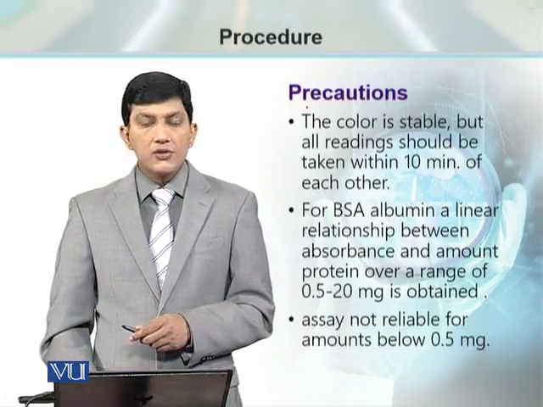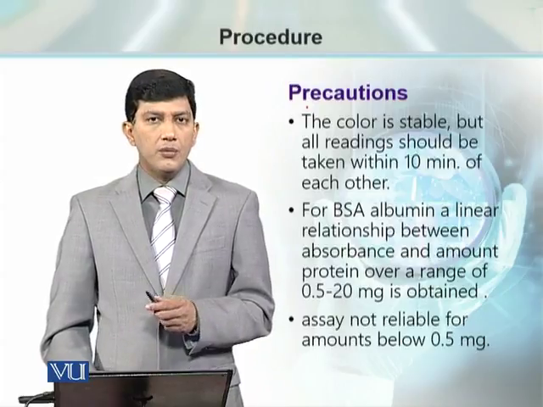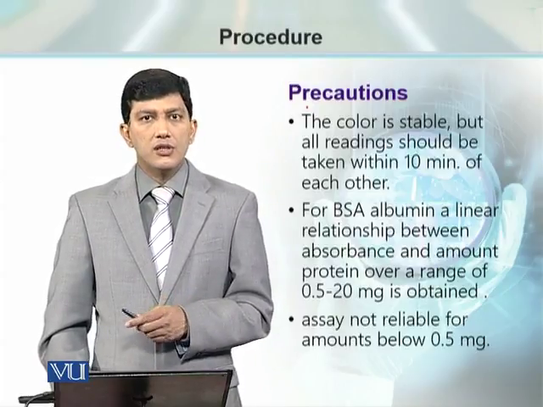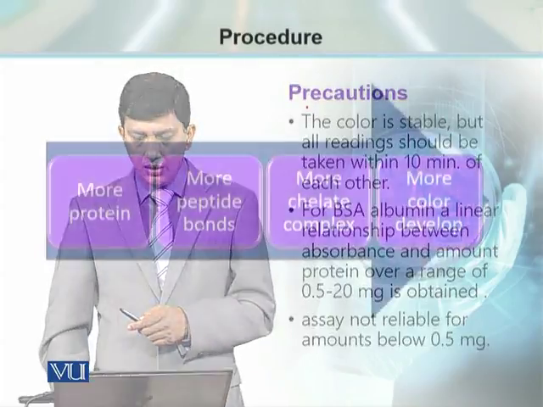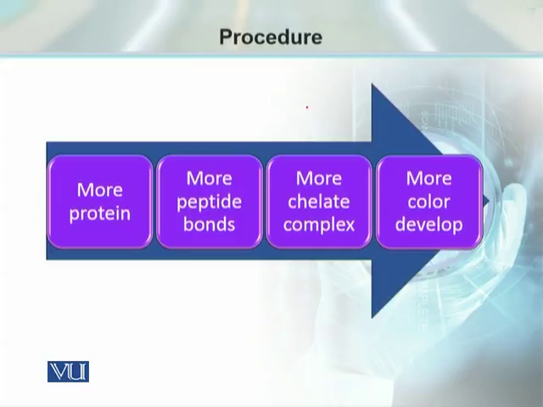This assay is not reliable for any sample which has a concentration of less than 0.5 milligram per milliliter. So overall, if we look at this complete assay, the more protein there is, the more peptide bonds are present, the more copper is going to make the chelated complexes, and then more color is developed.